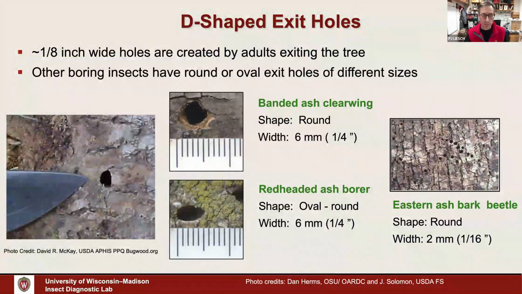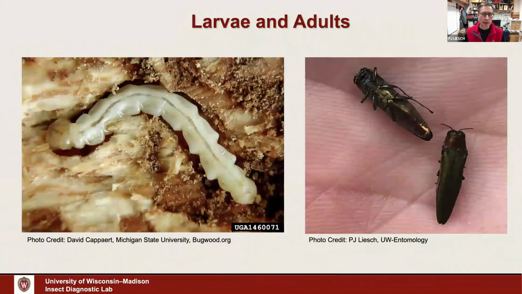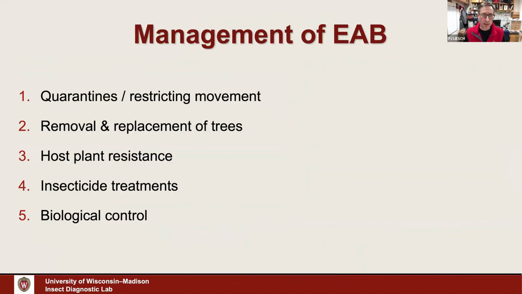That's a different insect, but the D-shaped exit holes, 1/8 inch in width, that's a sign of emerald ash borer. And then if you peel bark and find larvae, or you happen to spot some adults, those are additional definitive signs that EAB is present. So that's what you should be looking for if you've got ash trees in your area.